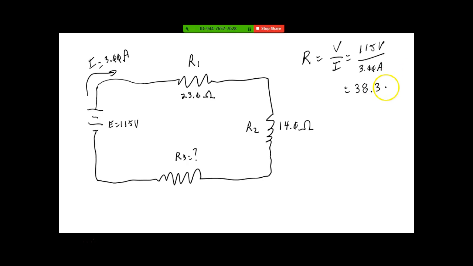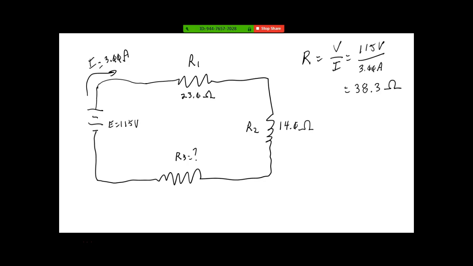38.3, what units? Resistance. What units? Someone say it? Ohms. Ohms, of course. Okay. Now, that's your total resistance.